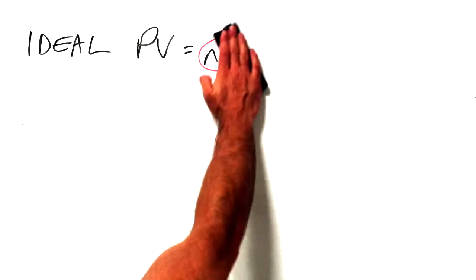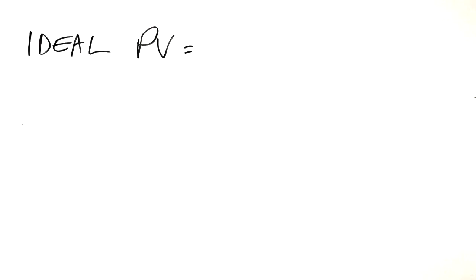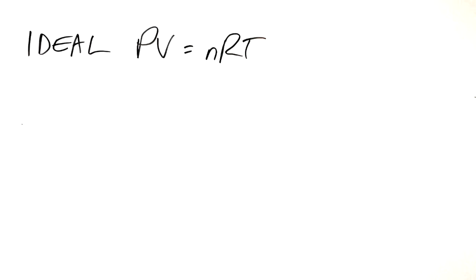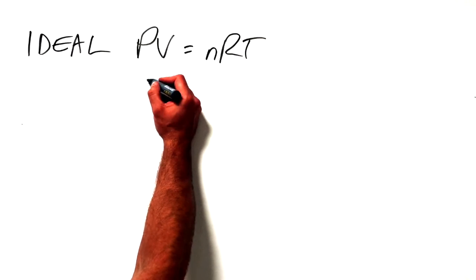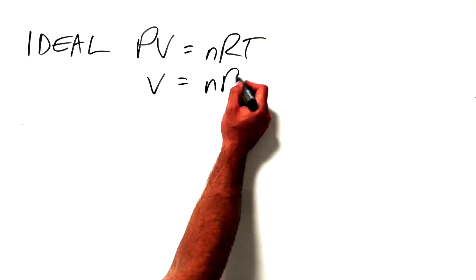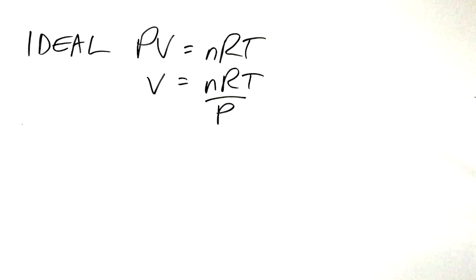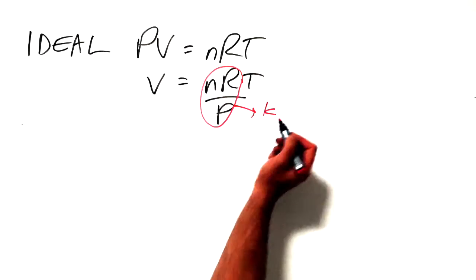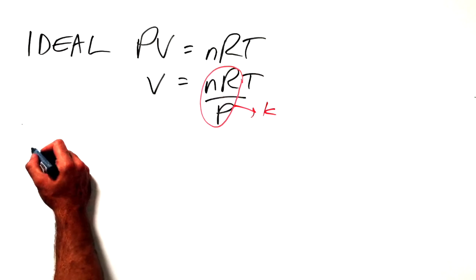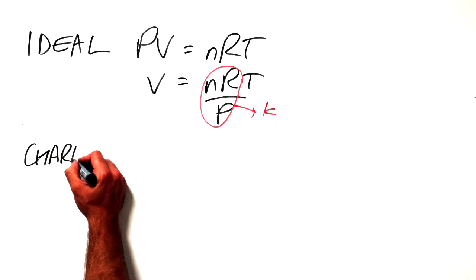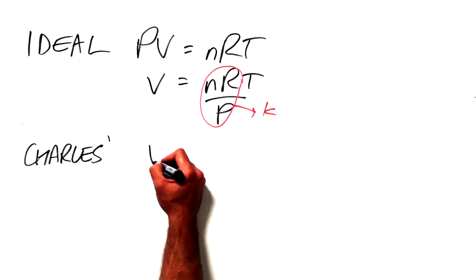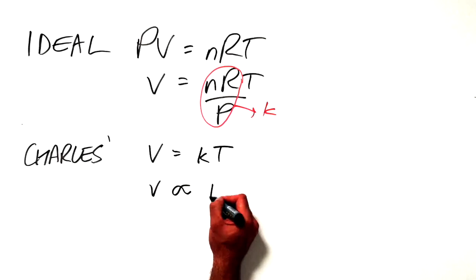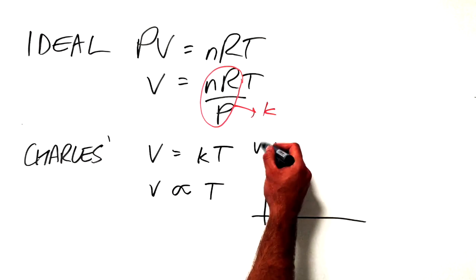a gas under pressure. If we recapitulate the gas law, PV equals nRT, we can then set V as a subject: volume equals nRT divided by P. If we then set n, R and P as constants, so for a fixed mass at constant pressure, we can extract Charles's law, where volume is equal to a constant times temperature. Therefore, volume is directly proportional to temperature, giving us a graph of V versus T of a straight line.